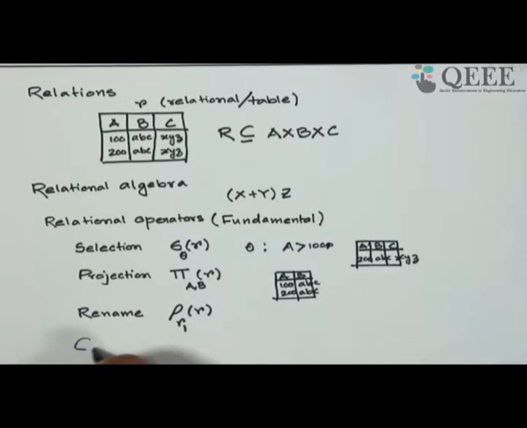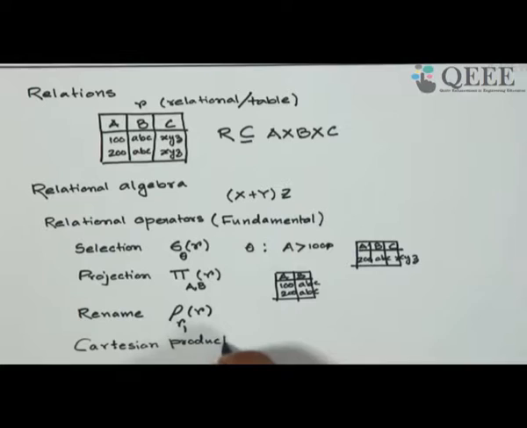Then I have the Cartesian product operator, which is a binary operator denoted by the cross. It takes every tuple of R1 and combines it with every tuple of R2. So every pair of tuples is combined and a larger table is formed containing attributes of both R1 and R2.